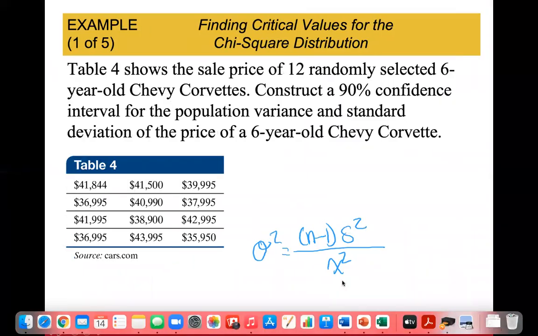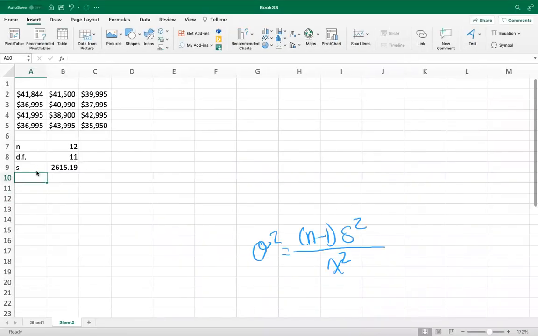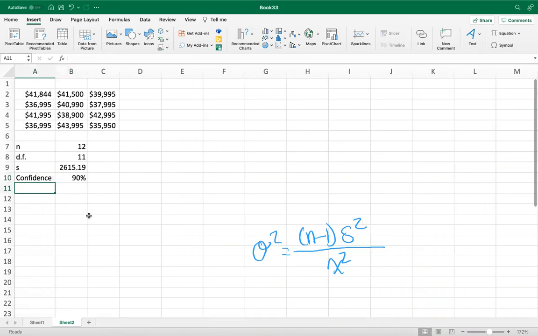So one thing I forgot to get over here was our confidence interval. So we need a 90% confidence interval. So confidence is 90%. Stretch this out so we get the full word. Okay. So with that, we could find our chi squared left, chi squared right.